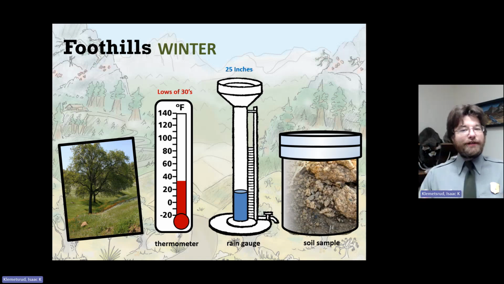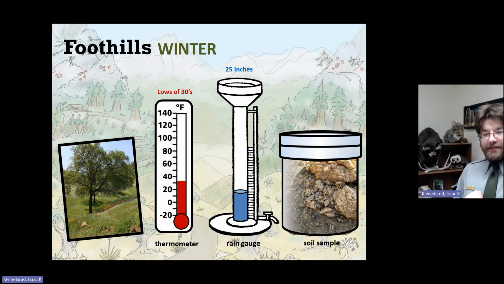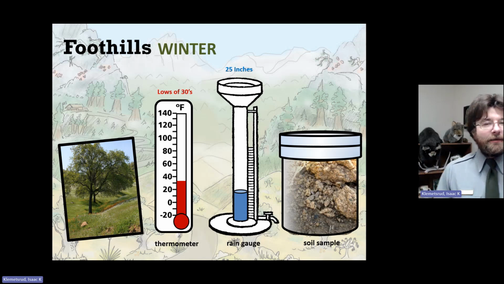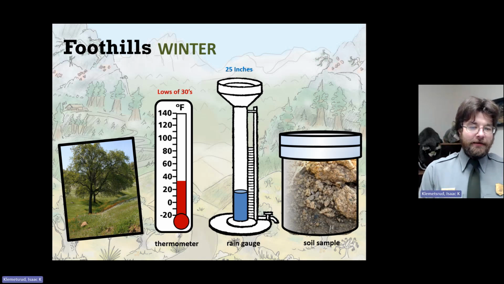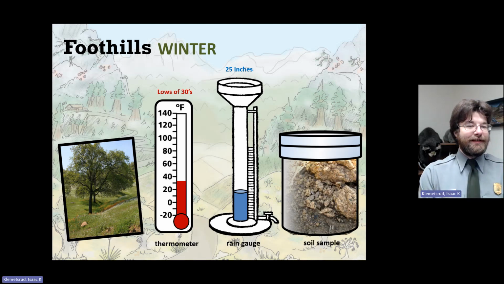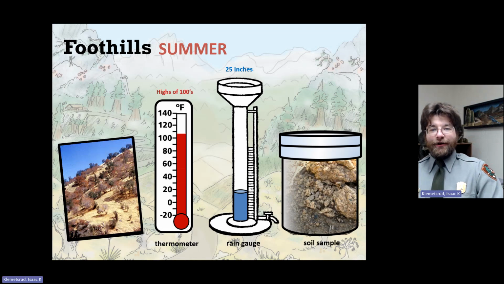And we get about 25 inches of rain during that time. Now you can see that soil sample down there, it's kind of rocky, pretty dry. If you picked it up and held it in your hands, you'd find it's pretty rough. And the reason for that is because during the winter, this is a pretty nice place to live. But during the summer, everything dries out.